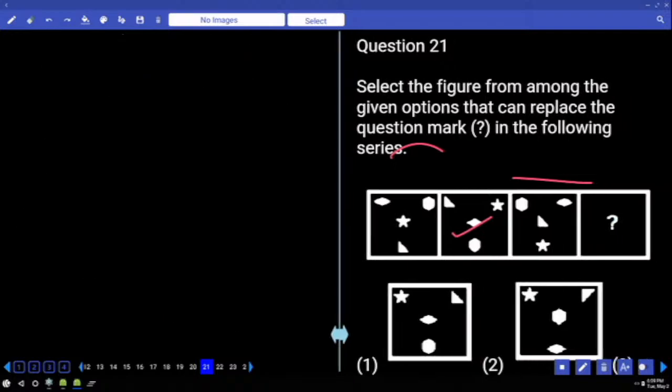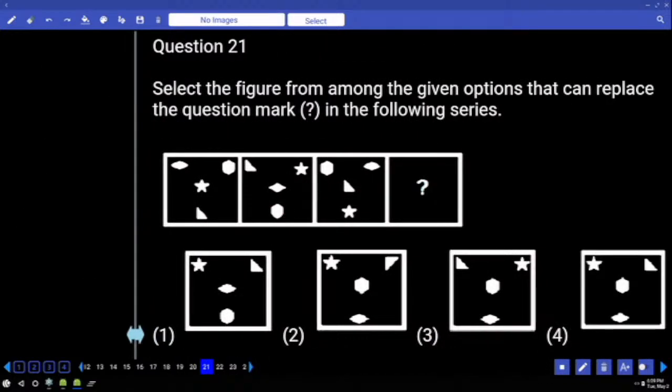Then 21st. Now in this 21, we need to find out the next one. What is your answer in this case? 21st, choice 4. Now if you check this element, this element is moving from here to this place, and this place. Whatever element is at the left hand side, top end, that is coming to the center.